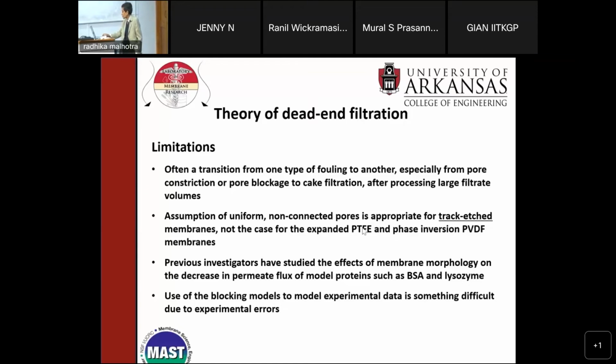So that's what I say here. The assumption of uniform non-connected pores is appropriate for track-etched membranes, but not in the case of expanded PTFE and phase inversion PVDF membranes. PVDF in this case has studied the effects of membrane morphology and the decrease in permeate flux on model proteins such as BSA and lysozyme, and use of blocking models to explain experimental data is sometimes difficult due to experimental errors.